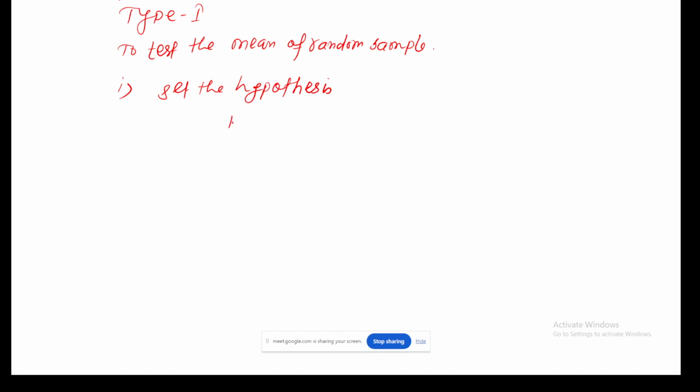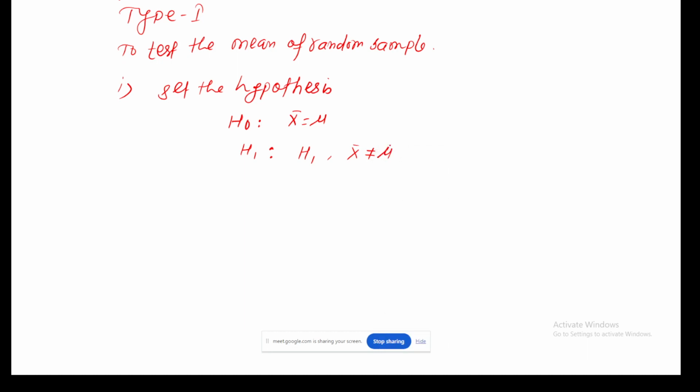Okay, but what do you mean? H0 we have to fix: x bar is equal to mu. Then what is the alternative hypothesis? It will be H1, and that can be two-way.